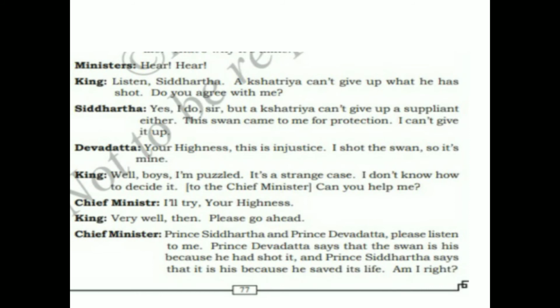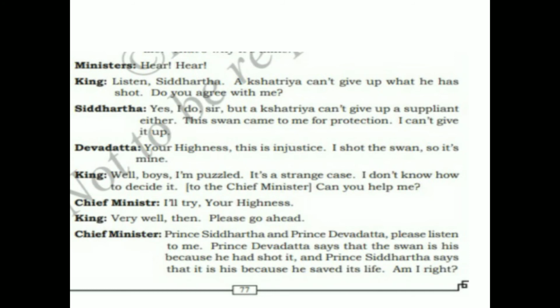The king is telling, a Kshatriya in our kingdom, Kshatriya means the kingdom. In the kingdom, we people should give up. We should not argue with others. What is right, you should give justice. This is the kingdom of justice.